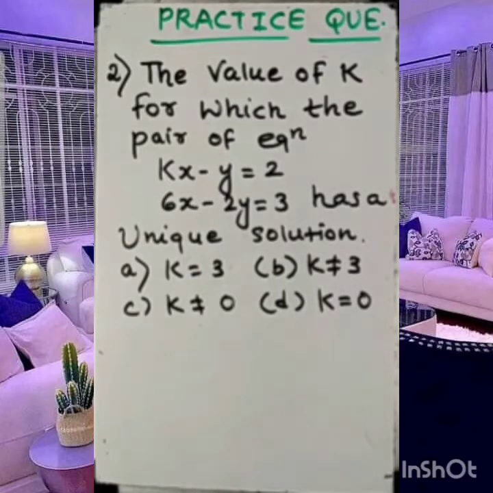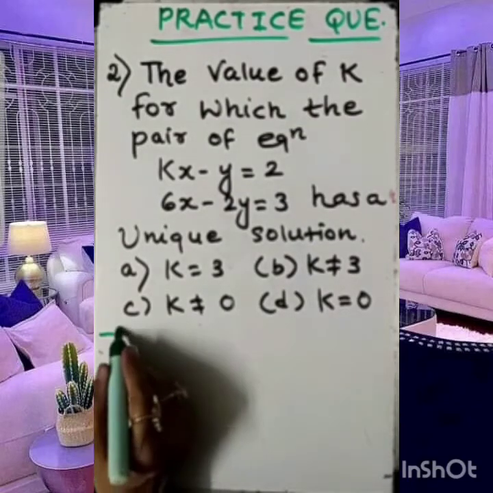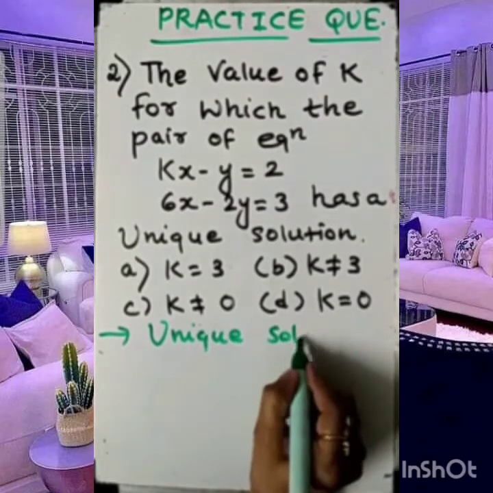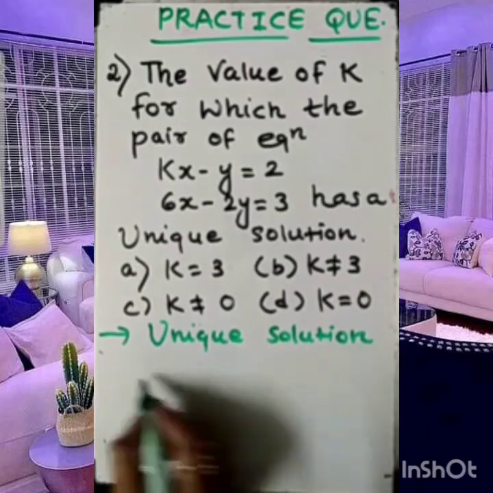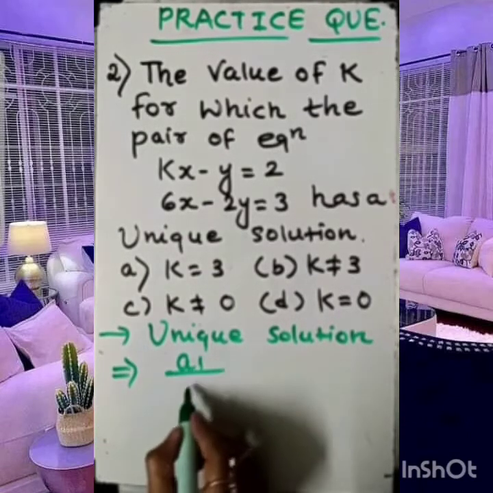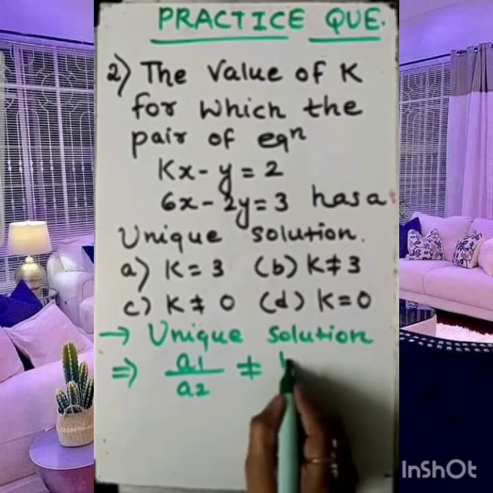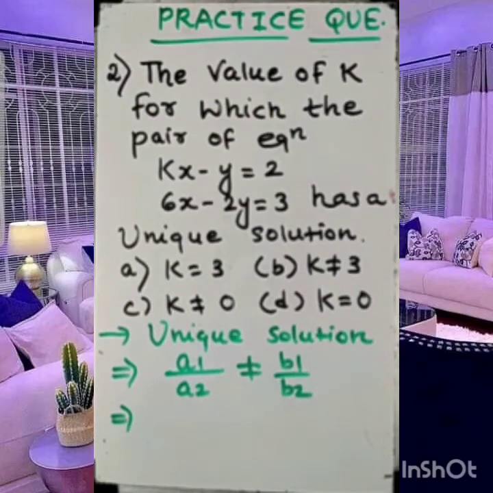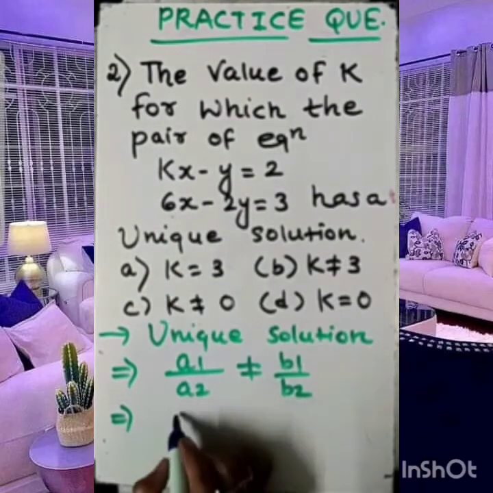Once again I am reading the question. The value of k we have to find, and we are given two equations. We are told that it has a unique solution. What is the condition for a unique solution? Very simple, very easy. We know that a unique solution implies that a1 by a2 is not equal to b1 by b2. So in that case I am considering this as k by 6.